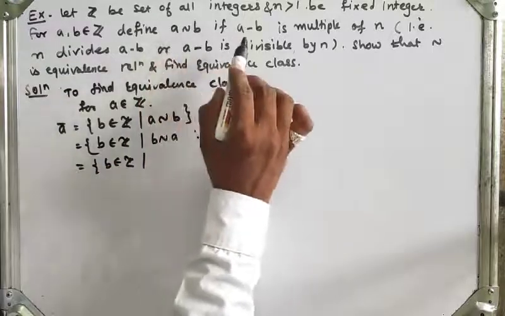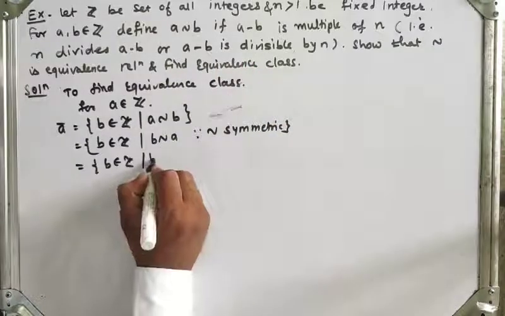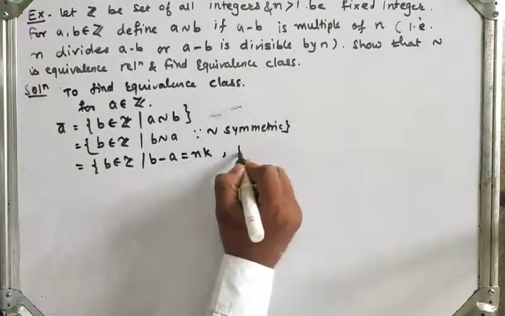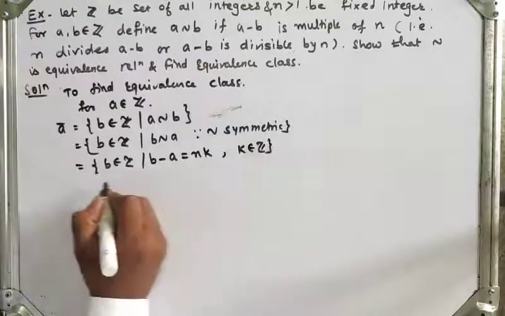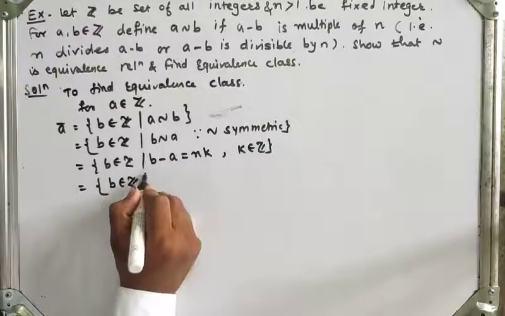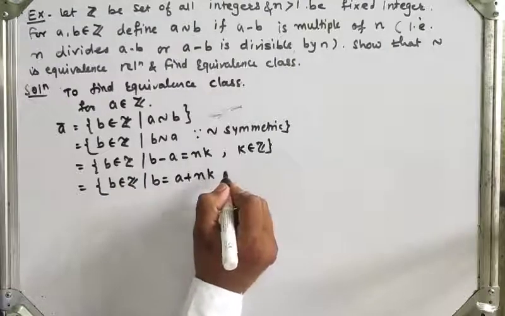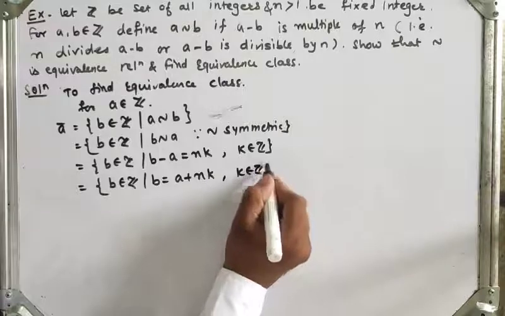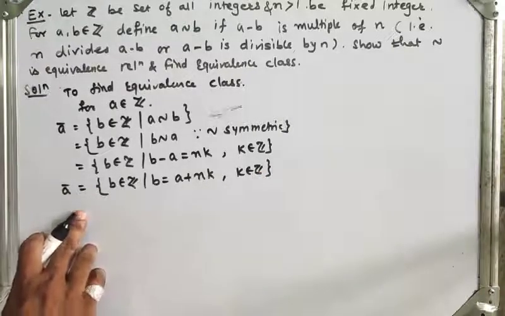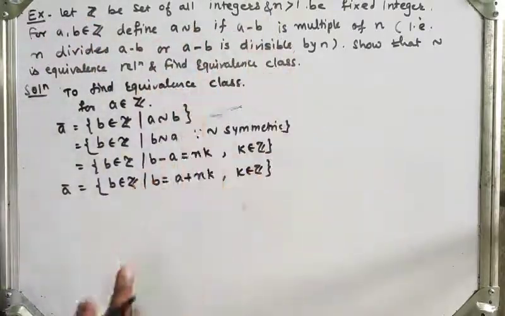A equivalent to B means A minus B is a multiple of n. So B equivalent to A means B minus A is a multiple of n, that is n into k for some k belonging to the set of integers. So this can be written as the set of all elements B belonging to the set of integers such that B is equal to A plus n k, where k belongs to the set of integers. This is the equivalence class on the set of integers Z where A is equivalent to B if A minus B is a multiple of n.